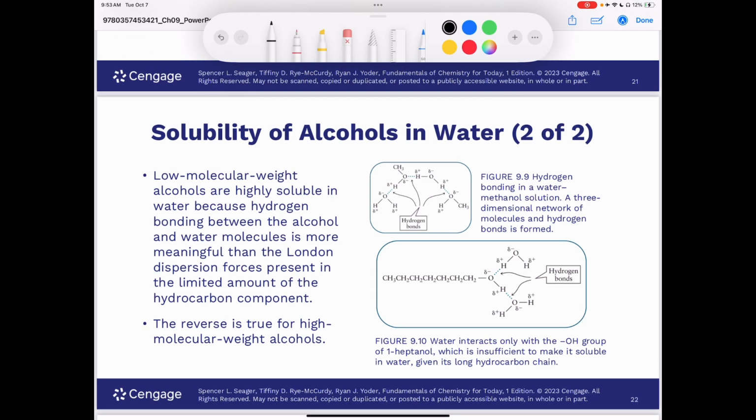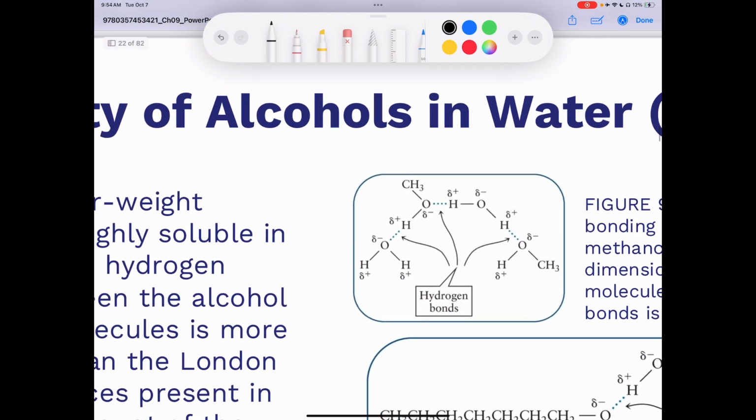Now, just to add some more detail to this, it says here low molecular weight alcohols are highly soluble in water. Why? Because hydrogen bonding between the alcohol and water molecules is more meaningful, or stronger, or yeah, meaningful might be a better word than stronger. It's the same force, but more meaningful than the London dispersion forces present in the limited amount of hydrocarbon. Right. So if we zoom in here, this is showing hydrogen bonding between a molecule of methanol here and a molecule of water.